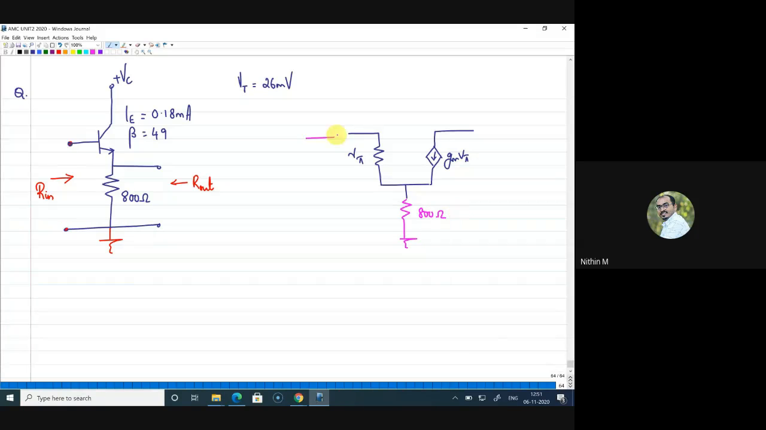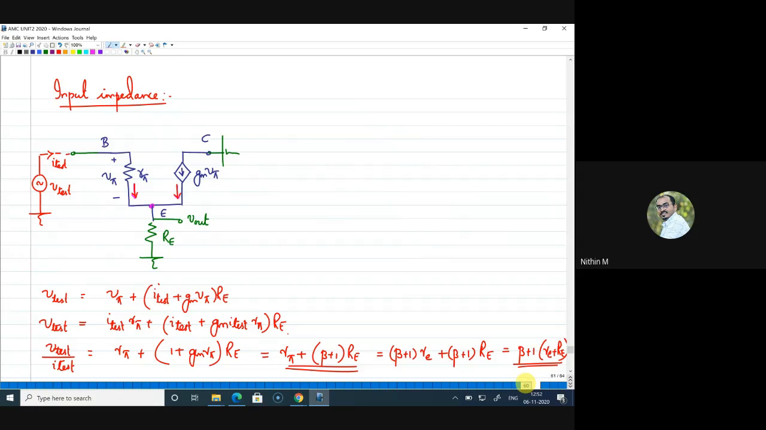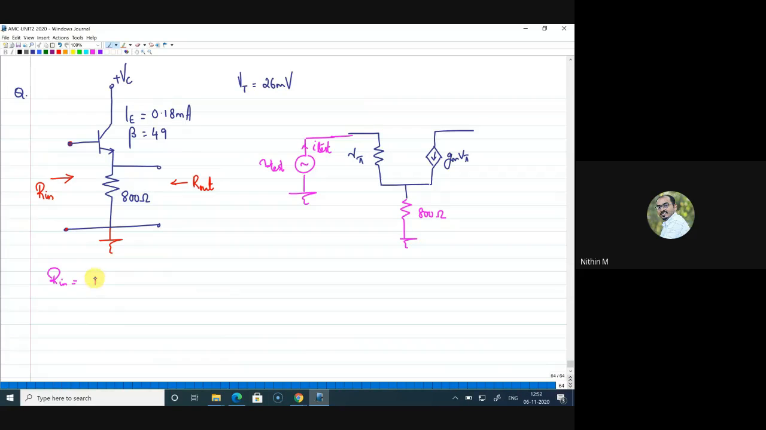Now the first thing is you should find the input impedance from here. So I will mark this as V test, I test. I will not write all the steps here. When you do this, your result will be something like this. Can you tell me what is the equation for Rin? I can go back and look at the input impedance expression. It is the same thing here. The equation is (beta plus 1) times (small re plus capital RE).